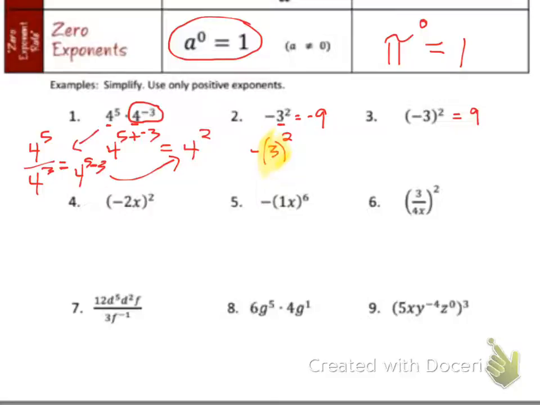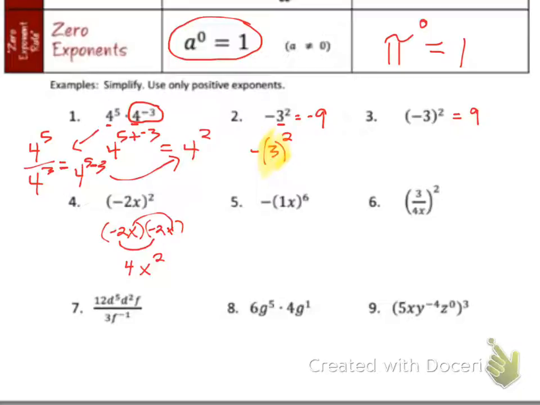There, number 4, what are we squaring? Everything in the parentheses. If you want to write it out, sometimes that kind of clarifies it. It's negative 2x times negative 2x. And if I go the long route, what I do is I'm taking these two together. Negative 2 times negative 2 is 4. x and x makes x squared, and we're home free.